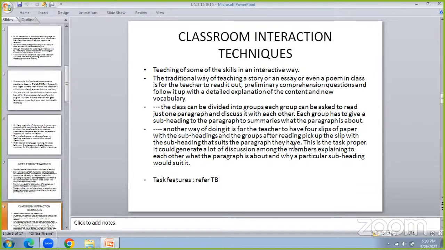Okay, so they have to pick up, and then this task is proper task. It could generate a lot of discussion among the members, explaining to each other what the paragraph is all about and why the paragraph's subheading would suit it. That's another technique that can be used in a classroom in order to involve the students actively in interaction. So these are the 2 things, 2 activities.